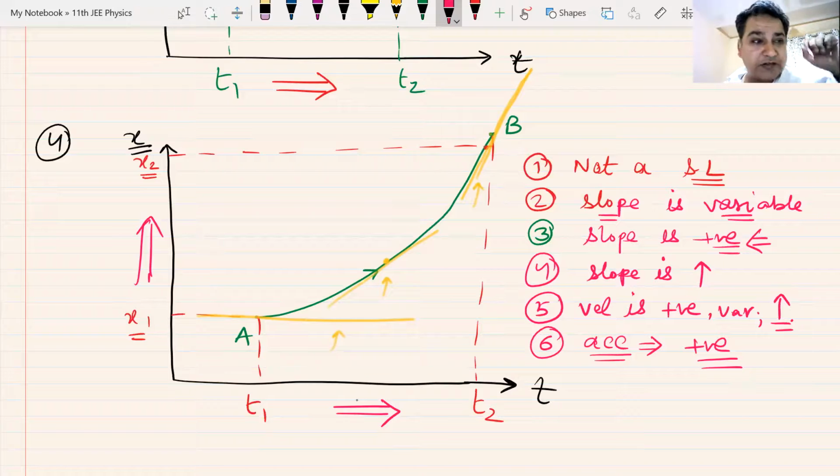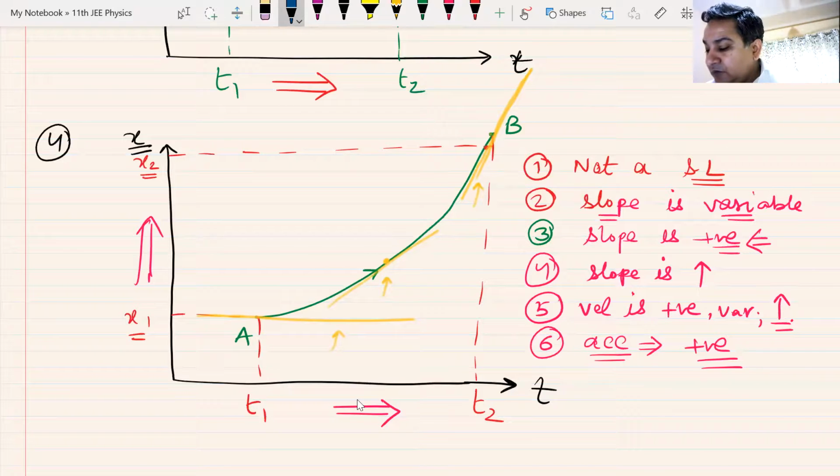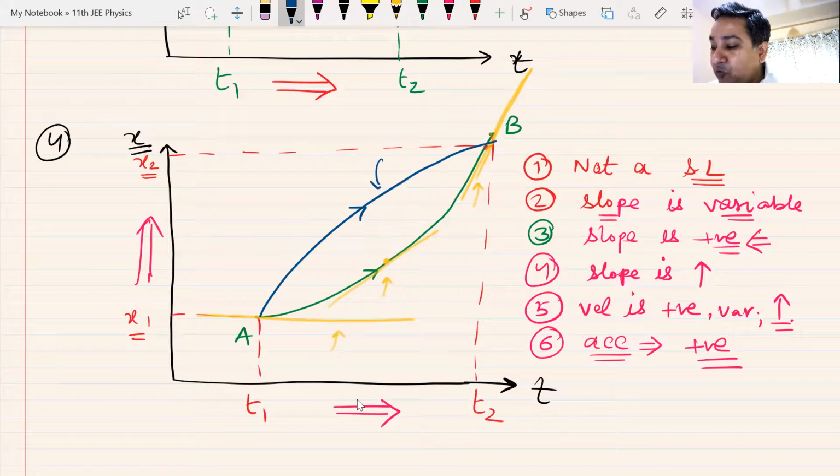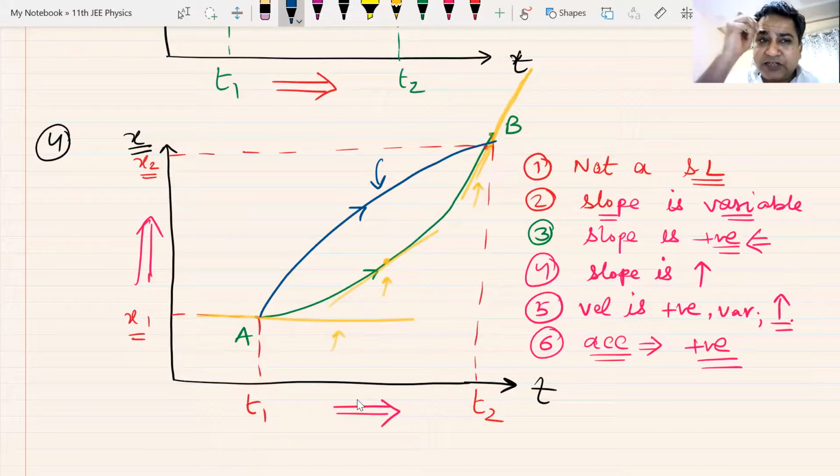Okay. Now in the same graph, I am going to draw another graph from A to B. And this is my second graph from A to B, the blue one. Look at the blue graph now. I will mark everything in blue. What is the first point about the blue graph that you understand?